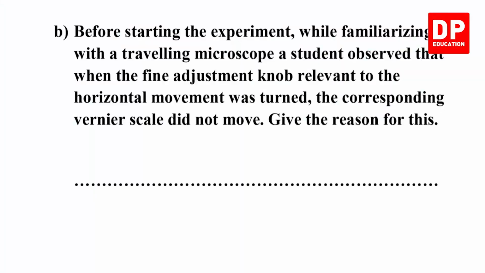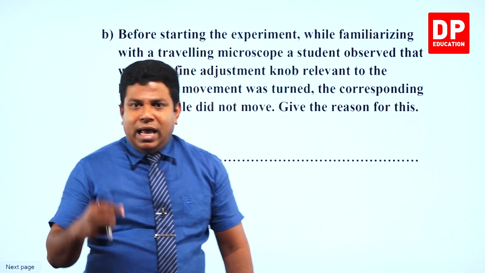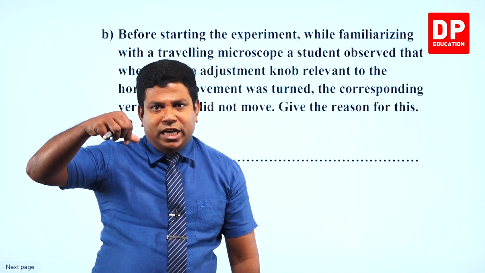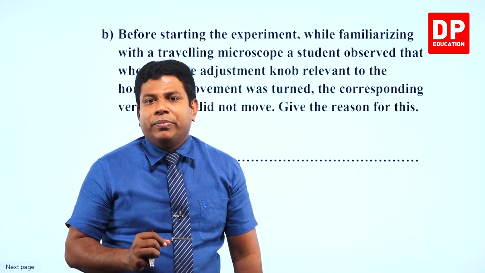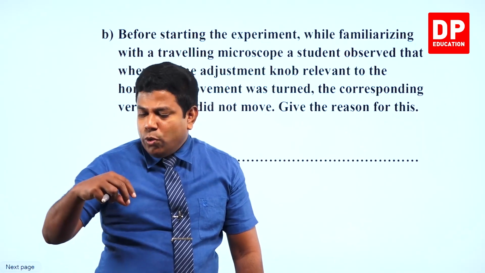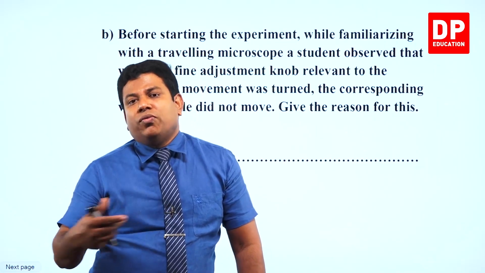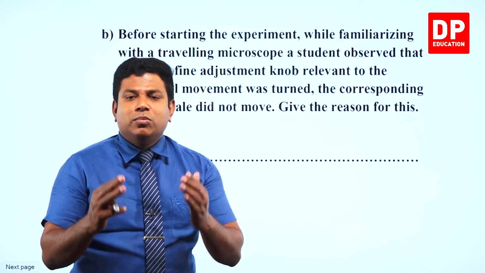Before starting the experiment, while familiarizing with the traveling microscope, a student observed that when the fine adjustment knob relevant to the horizontal movement was turned, the corresponding vernier scale did not move. Give the reason for this. Like we have a fine adjustment knob for the vertical movement, for horizontal also we have a knob. But what this says is, when you rotated that, it did not move. So you know why it doesn't move like that.